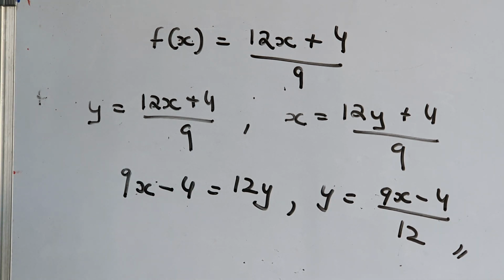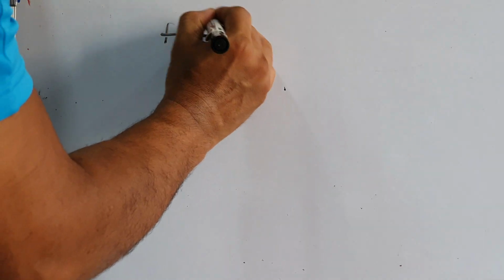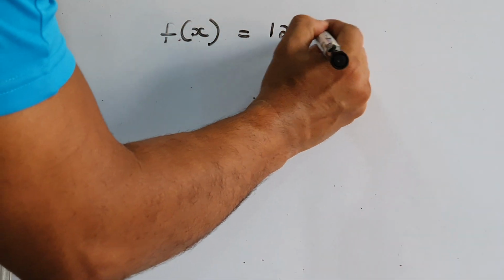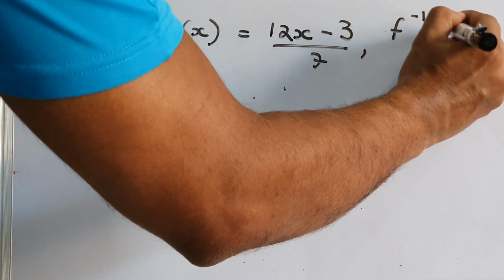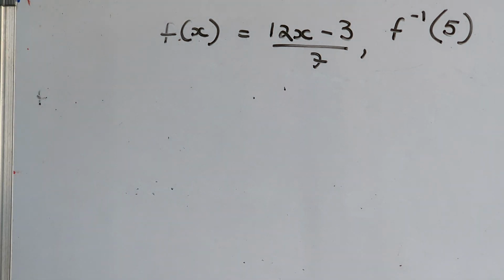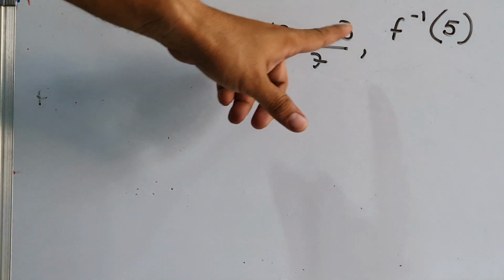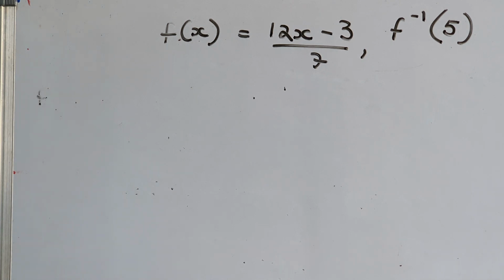Now how questions are going to be asked in board exams. In your paper 2 and paper 4 both, this question comes. Now let us see how the question is. They have given f of x is equal to 12x minus 3 upon 7. Find f inverse of pi. Now once I know f of x is equal to 12x minus 3 upon 7, and they are asking us to find the value of f inverse of pi.